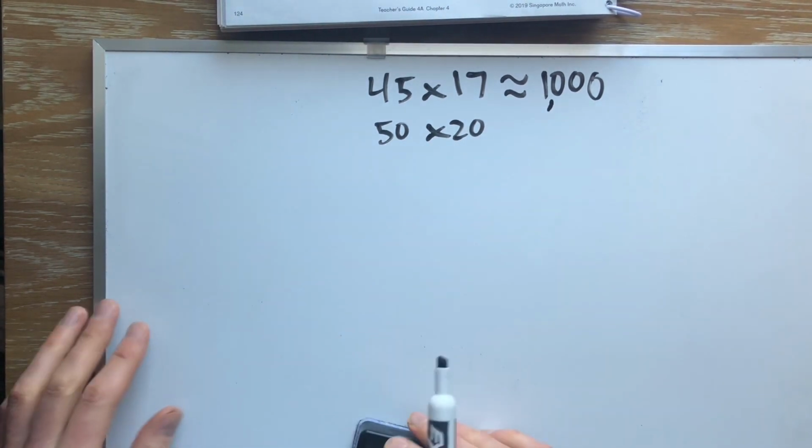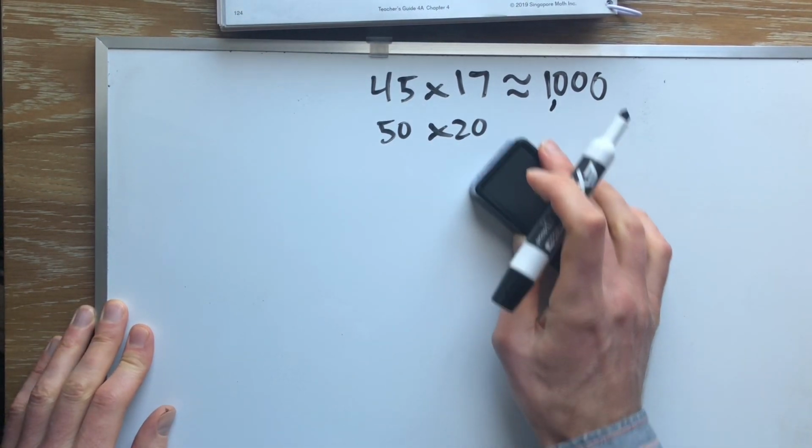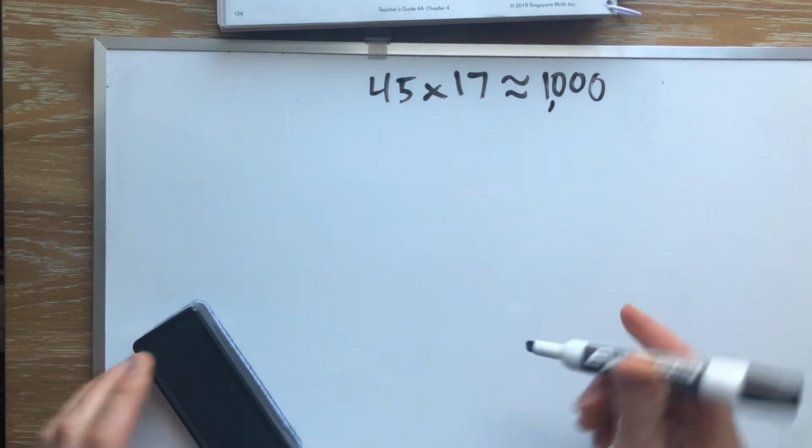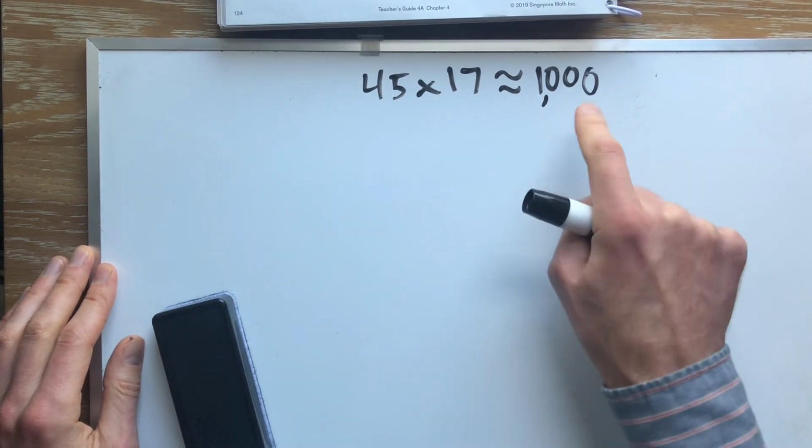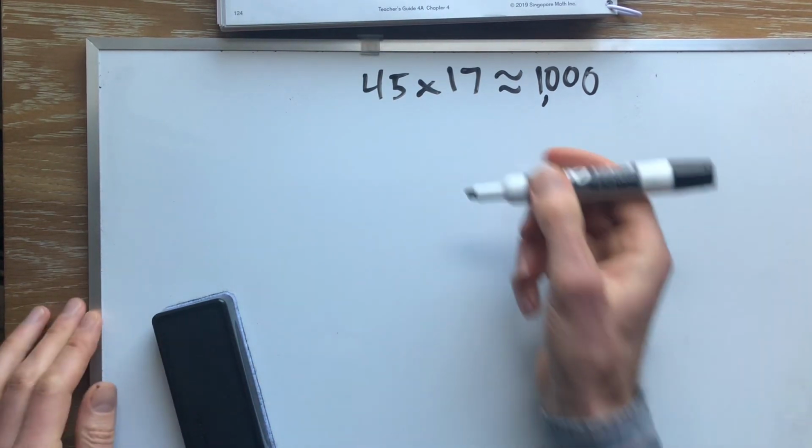It's going to be about 1,000. That's my estimate. Now let's figure out how much it actually is. That way, if I get 400,000, I know for a fact I'm off. Okay, let's line it up.